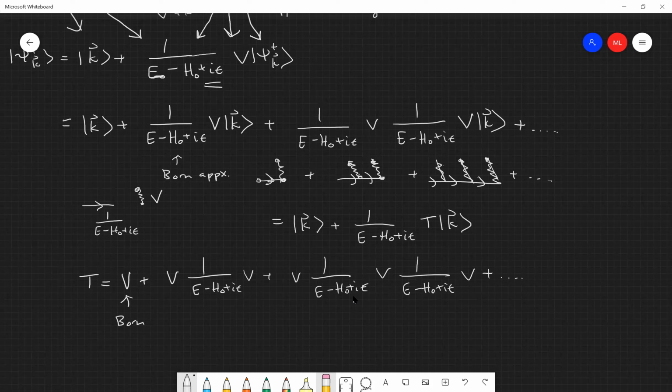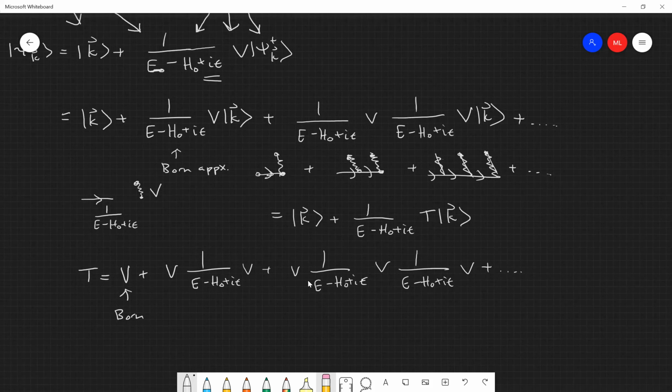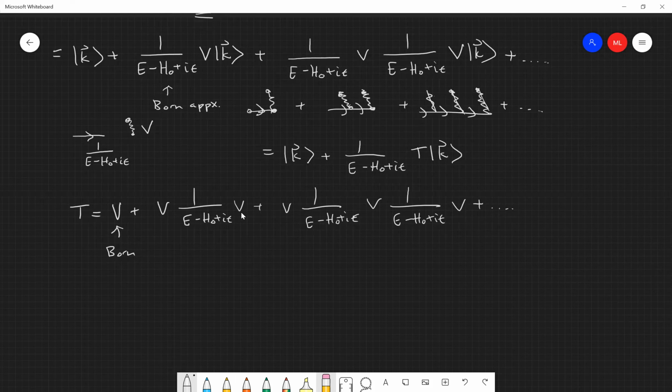And so on. So again, each time you go to the next term, you just sandwich in an extra propagator and a V, and then the thing is always bracketed on both sides by V. So it's a power series in the potential V. All right, so you can actually get corrections now to the Born approximation that include higher powers of the scattering potential.